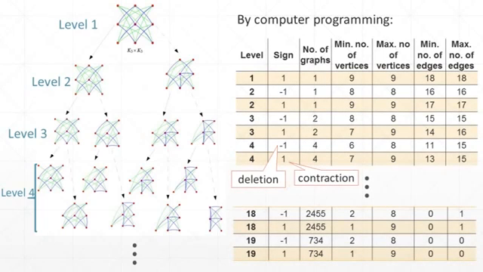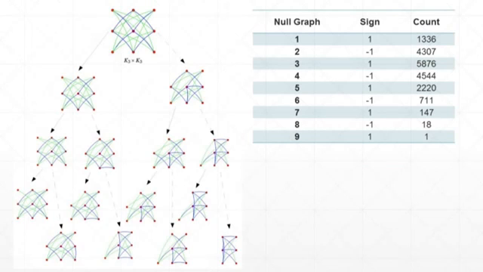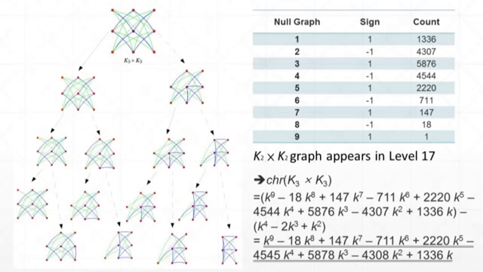Then use the deletion contraction method until only K2 and K2 and null graphs are left. As the total number of graphs is too huge, the result is obtained by computer programming. Graphs of deletion have +1 sign, while graphs of contraction have -1 sign. The total number of null graphs is then counted. The direct product of K2 and K2 appears in level 17, being a graph of contraction. The chromatic polynomial of the direct product of K3 and K3 is thus calculated.